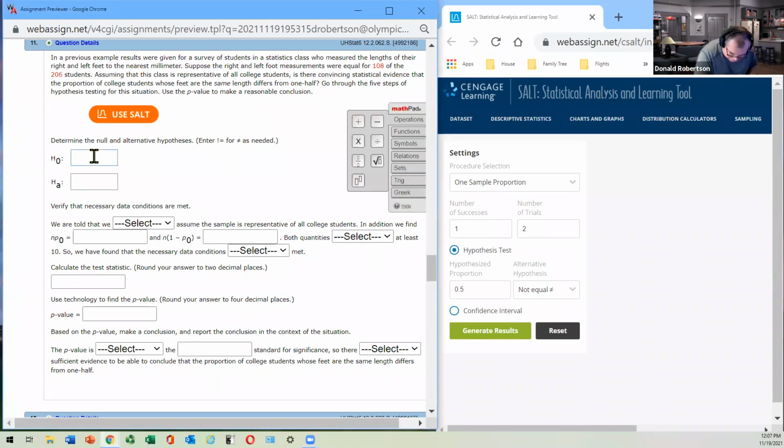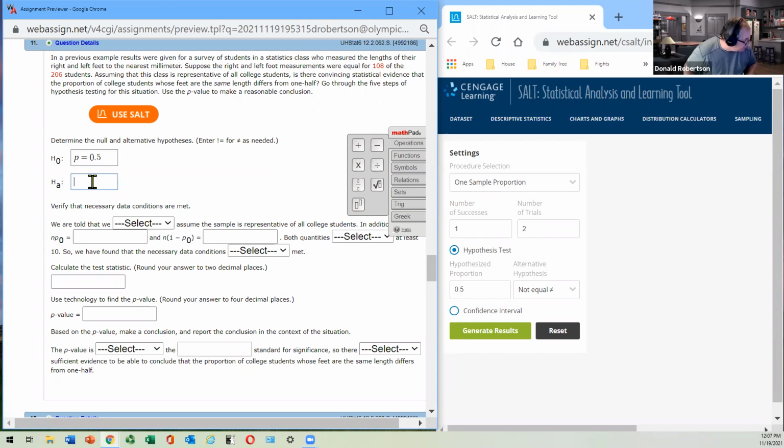Right, so you're going to start with p equals 0.5. And we're trying to see is there evidence that they're dissimilar. So that's p not equal to 0.5. That's how we write the alternative hypothesis. They tell us here.